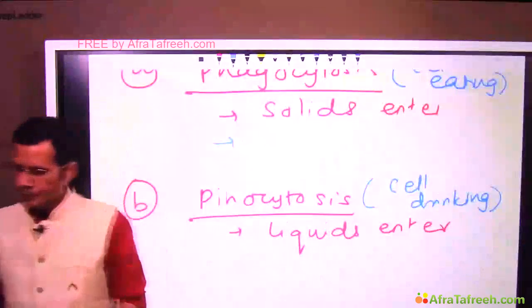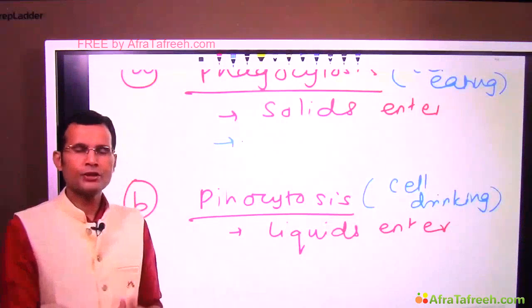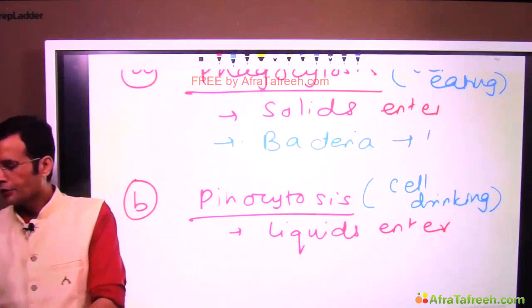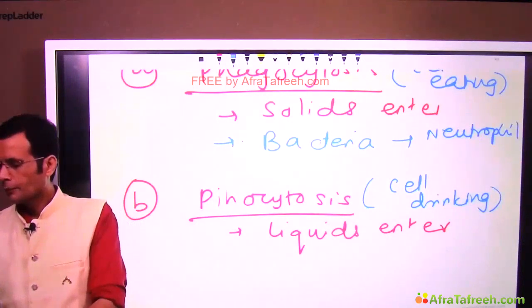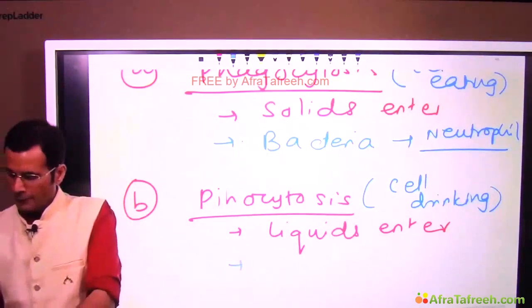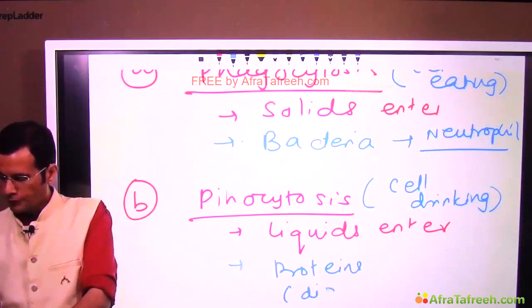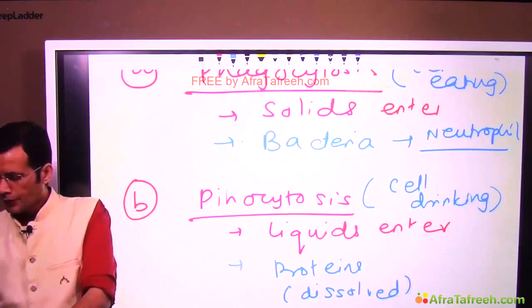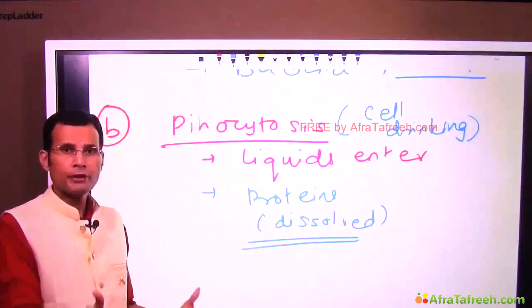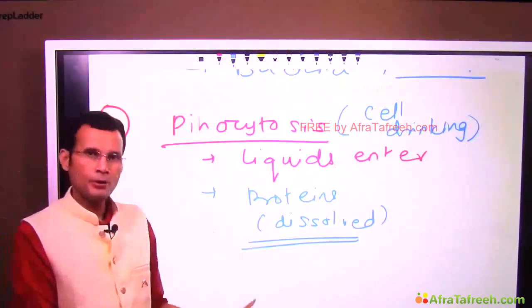What are the examples? For phagocytosis, if you have already read the first few chapters of pathology, you will know the bacteria entering the neutrophils. This is a process of phagocytosis. Pinocytosis: proteins in their dissolved forms, soluble proteins, enter the cell in a liquid form. That is, that entire solution enters the cell by pinocytosis.